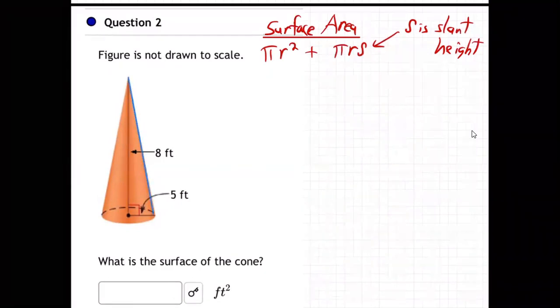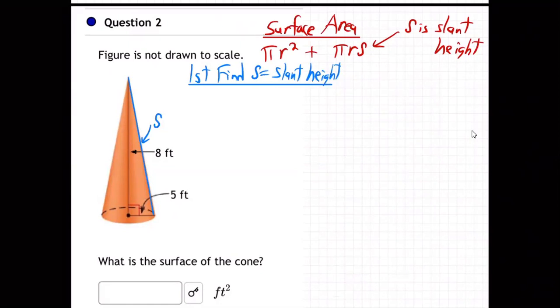It's right there, isn't it? And they're not giving it to us. There's the slant height, and they never gave us the slant height. Everybody see that? So the first thing we have to do is find S, which is the slant height. That's the first order of business before we can use the surface area formula. So first find S. How are we going to find S?